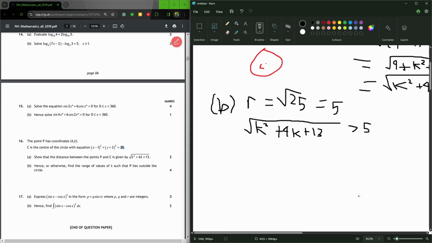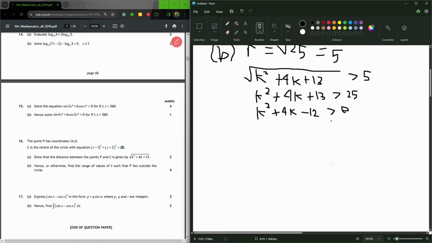Okay, now we solve it. How are we going to do that? Well, firstly, let's square both sides so we can get rid of this huge square root. So it would be k squared plus 4k plus 13 is greater than 25. Cool. And then let's subtract 25 from both sides. That'll give us k squared plus 4k minus 12 is greater than 0. And we've got a quadratic inequality.